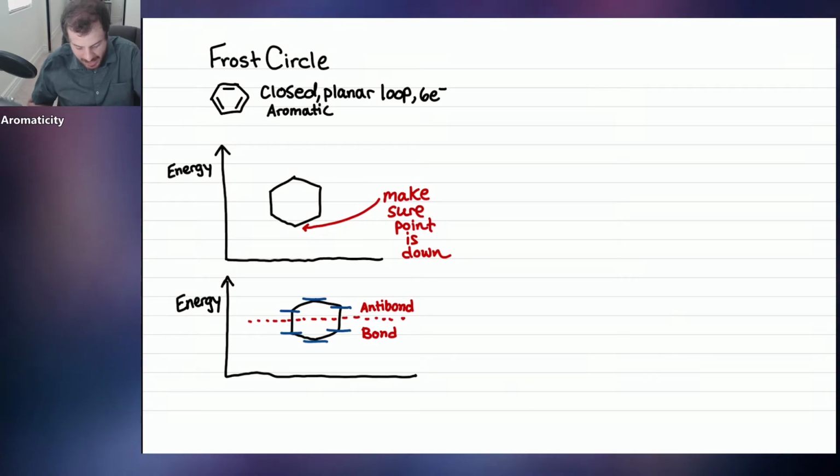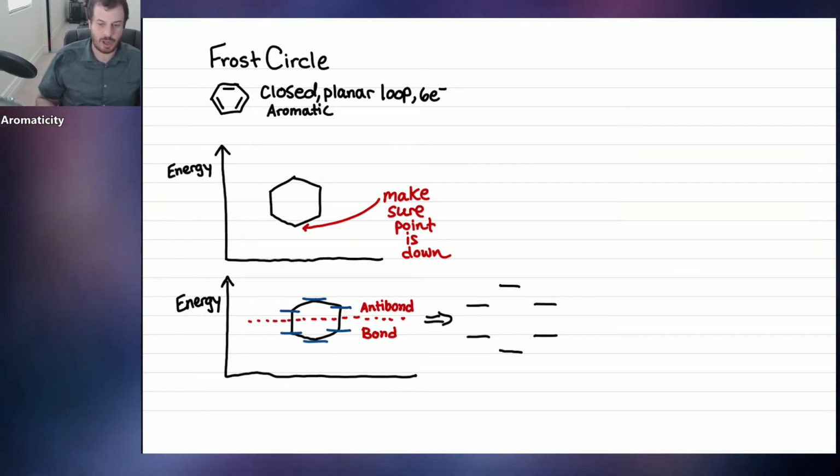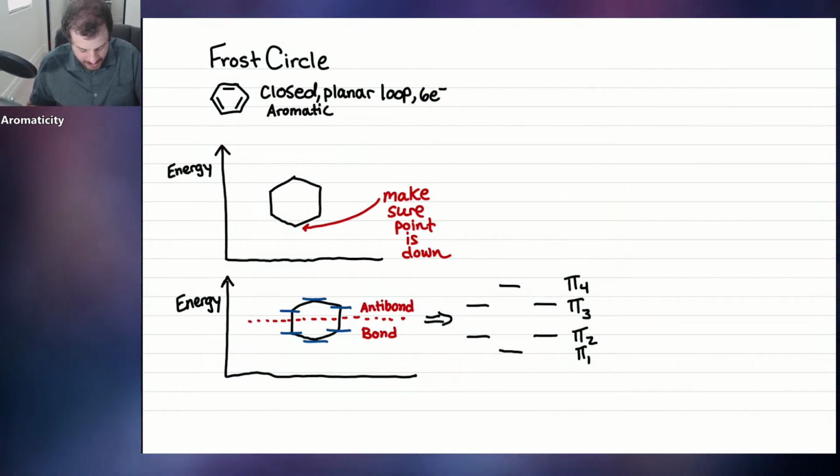Now we just copy that pattern over to the right, and it looks like this. Copy that pattern over, and now just label them. Pi 1, pi 2, pi 3, pi 4. Awesome. Now we fill our orbitals up, obeying the 3 rules: the Pauli exclusion principle, the Aufbau principle, and Hund's rule. And how many electrons are we going to fill in for benzene? 6 electrons. So let's go ahead and fill them in. 1, 2, 3, 4, 5, 6.